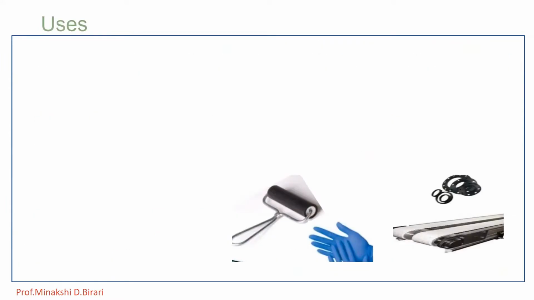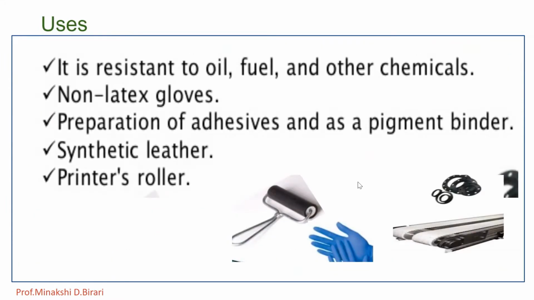Then the uses of Buna-N. It is resistant to oil, fuel and other chemicals. It is used for non-latex gloves, for the preparation of adhesives and as a pigment binder. It is used as synthetic leather, also in printer rollers. So these are the uses of Buna-N.